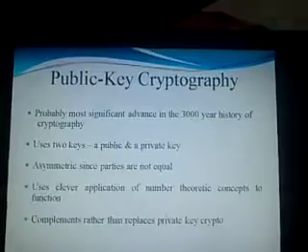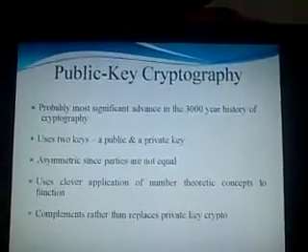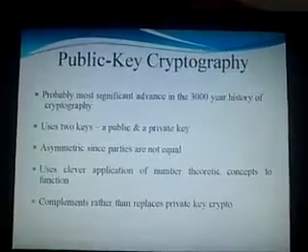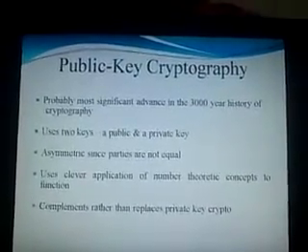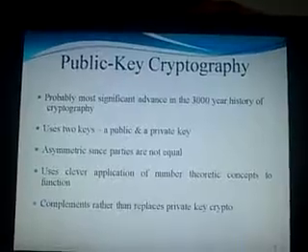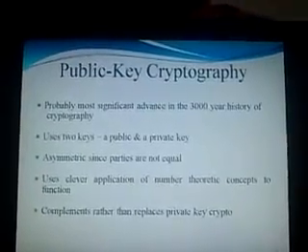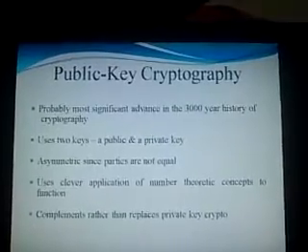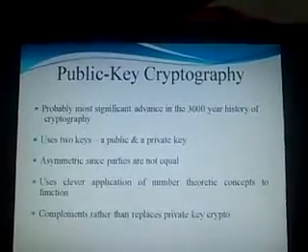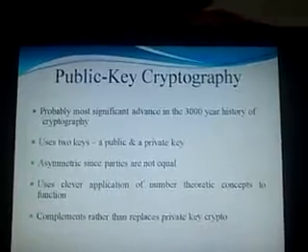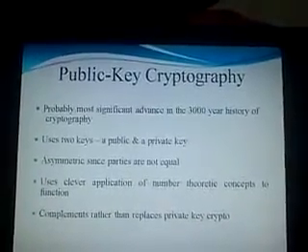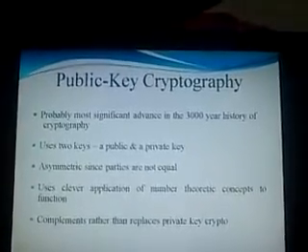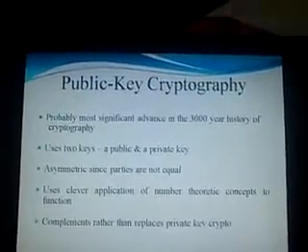Probably the most significant advance in the 300-year history of cryptography uses two keys, a public and a private key. It is asymmetric, since the parties are not equal. It uses clever application of number theoretic concepts to functions. It complements rather than replaces private key cryptography.